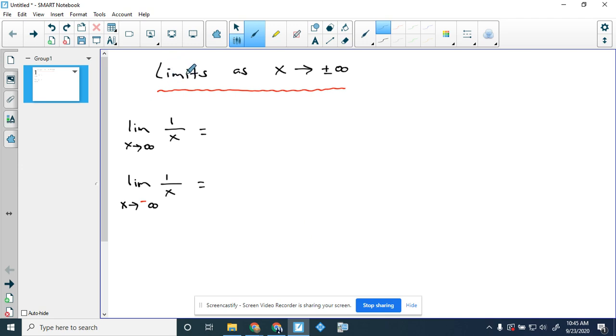Yep. All right, here we go. Today we're going to look at limits as x is driven to either positive or negative infinity. We've actually done this before already graphically, but we're going to look at it from a more numerical approach today.